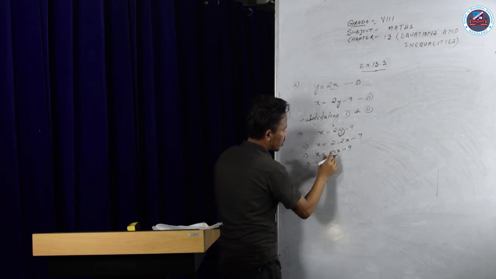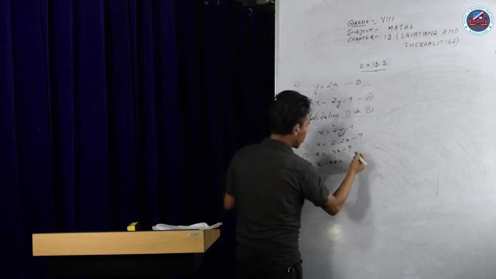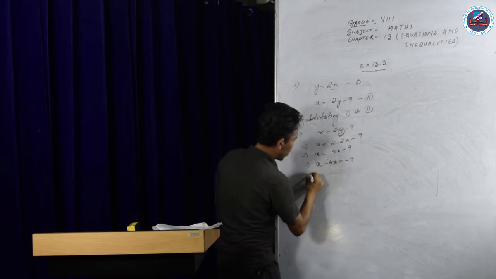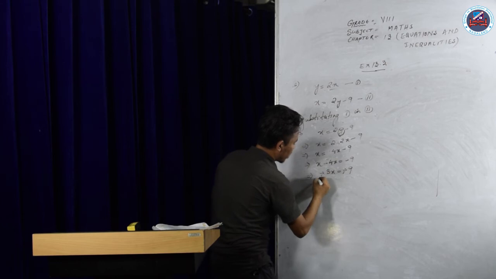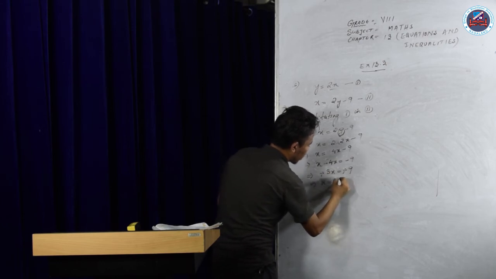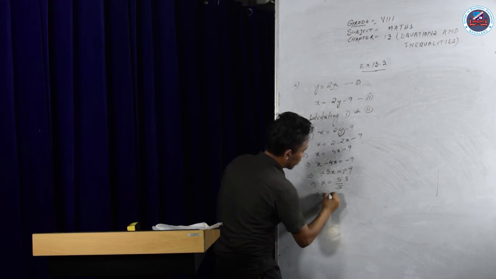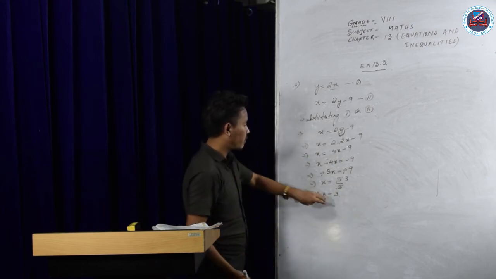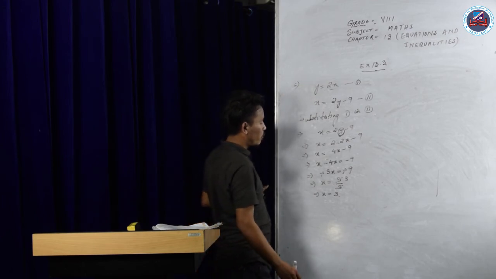Implies x, plus 4x to the other side becomes minus 4x, equals minus 9. Here I get minus 3x equals minus 9. Minus minus cancelled. x equals 9 divided by 3, that is x equals 3. Now we have got the value of x. Let's find out the value of y. We can put it in equation number 1.